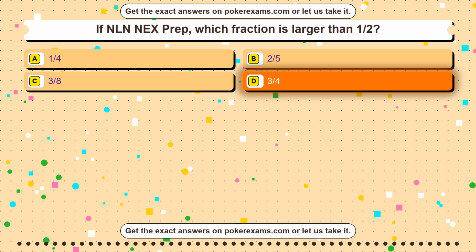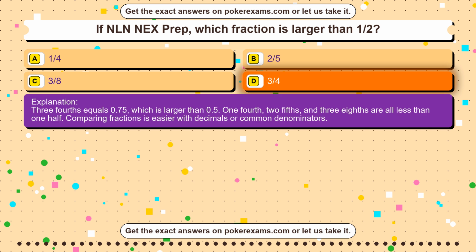3/4. 3/4 equals 0.75, which is larger than 0.5. 1/4, 2/5, and 3/8 are all less than 1/2. Comparing fractions is easier with decimals or common denominators.